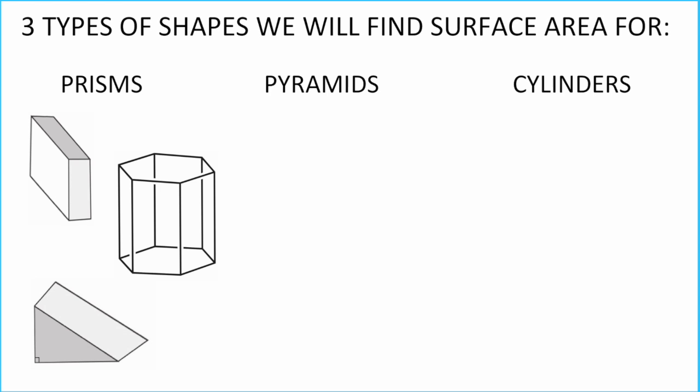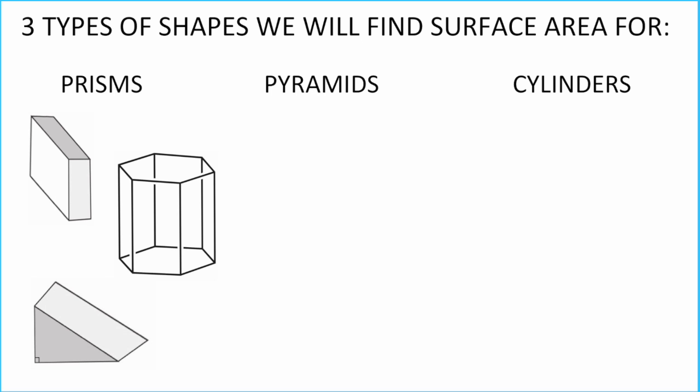Here are our prisms. Now a prism will have 2 identical bases, and the bases are connected by rectangles. The top prism that you can see is a rectangular prism, so you can have any side you want for a base. But the middle one is a hexagonal prism, because the top and the bottom are hexagons. Those would be your bases, and they're connected by rectangles.